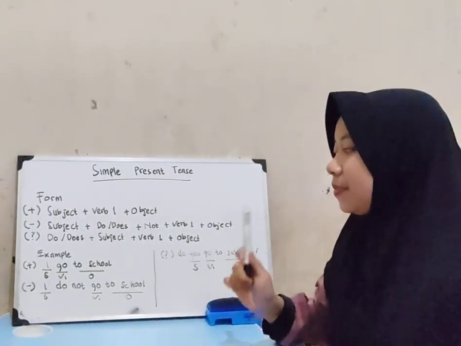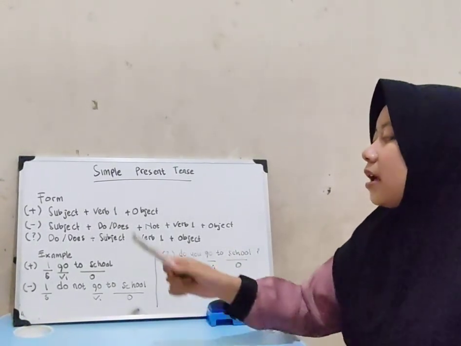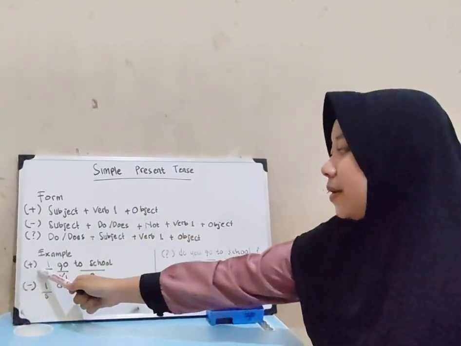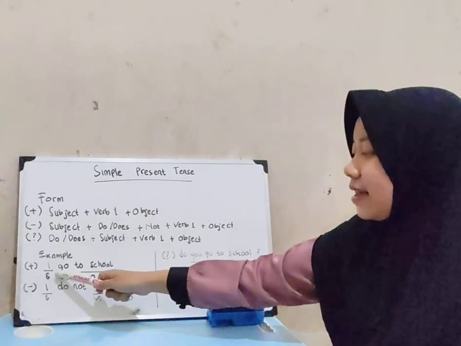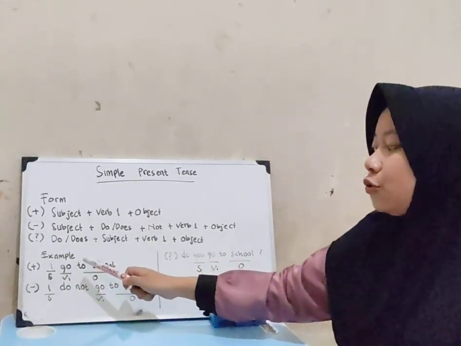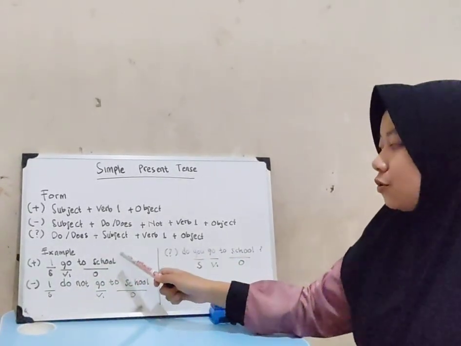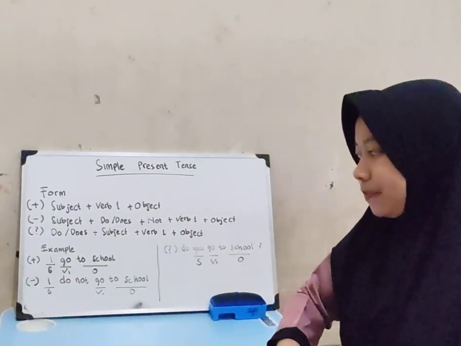For the first example, I have a sentence. For affirmative, I go to school. I here is the subject, go is verb 1, and to school is the object.